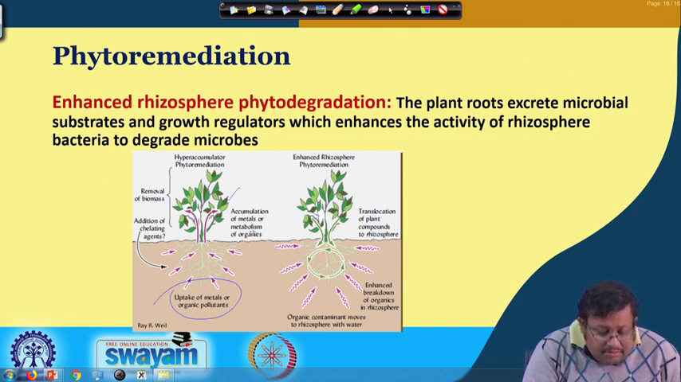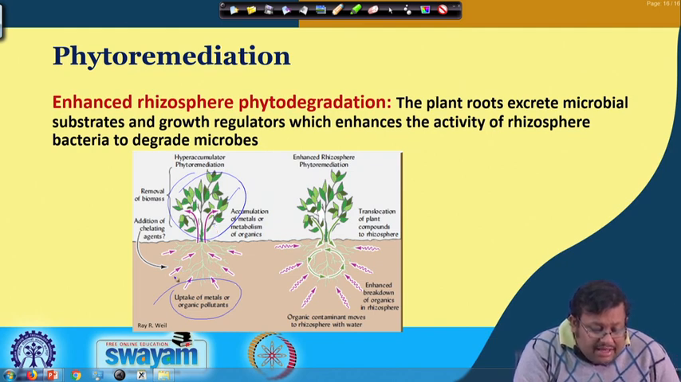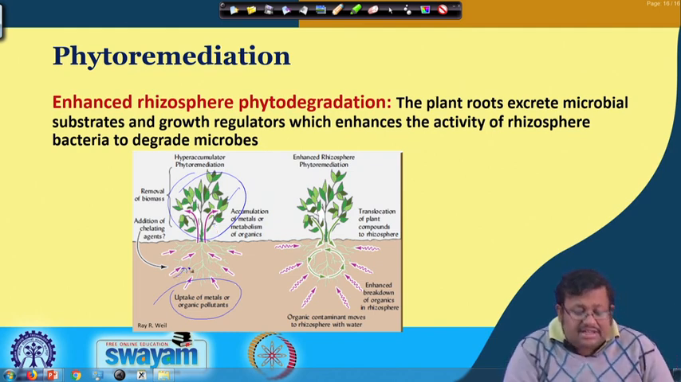So ultimately, accumulation of metals or metabolism of organics here. So these are hyperaccumulator plants, and ultimately if you remove this total biomass, the total heavy metals which are hyperaccumulated in the body parts or in the dry tissues will be removed. And obviously this movement of uptake of metals and organic pollutants will be enhanced by addition of chelating agents.